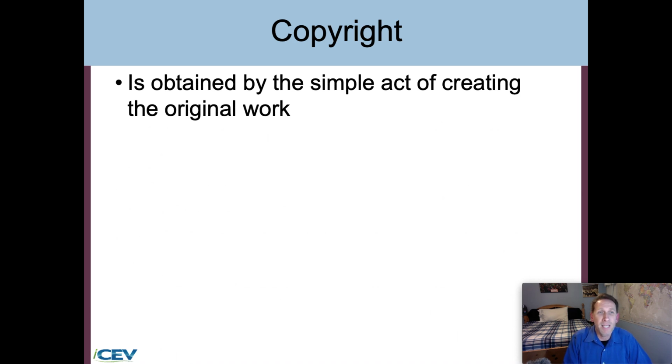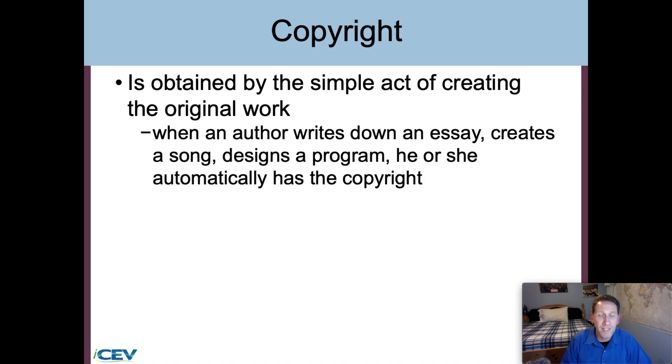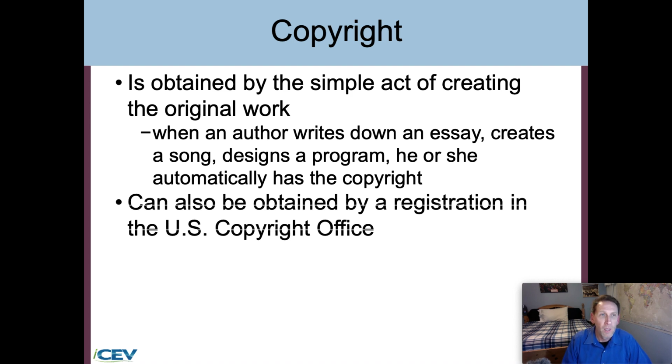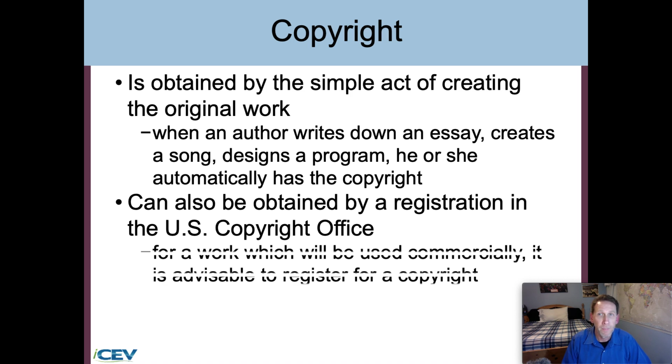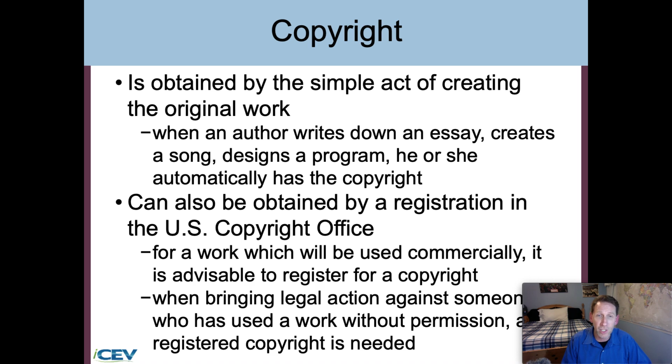Copyright is obtained by the simple act of creating the original work. When an author writes down an essay, creates a song, designs a program, he or she automatically has the copyright. Copyright can also be obtained by a registration in the U.S. Copyright Office. And if you're using that work commercially, it is advisable to register for a copyright. Because if you are bringing legal action against someone who has used a work without permission, you must have a registered copyright in order to take that legal action.